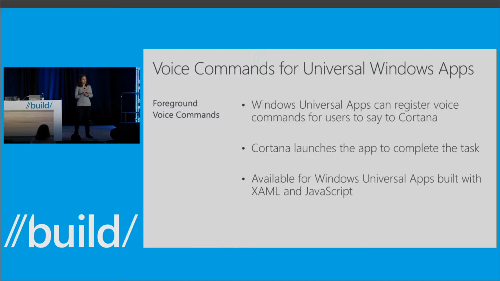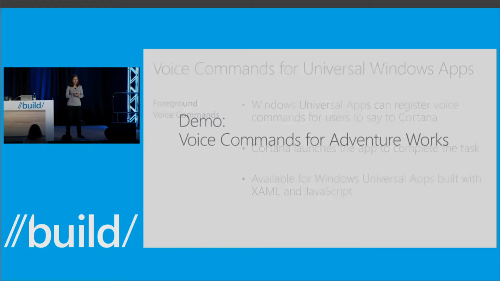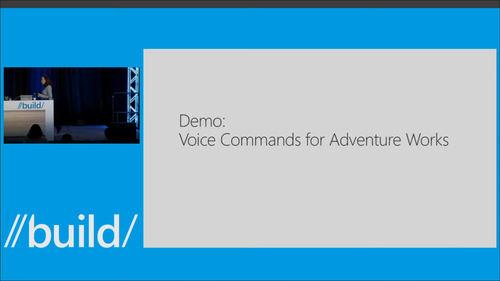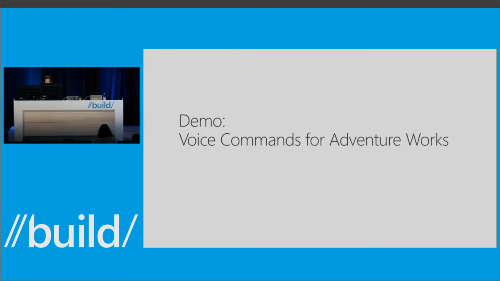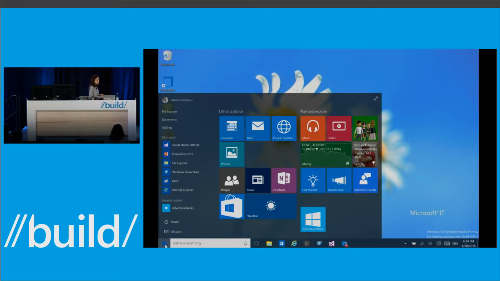In Windows 10, Universal applications can register voice commands for users to direct at Cortana. And Cortana takes that input and redirects it to the application to take action and do what the user asked. This functionality is available on all devices where Cortana runs, and is available to Windows Universal applications written in XAML and JavaScript. So with that, I want to show you a quick demo of the AdventureWorks application. This is the sample application that we wrote, and it's also available for you to download from the internet.